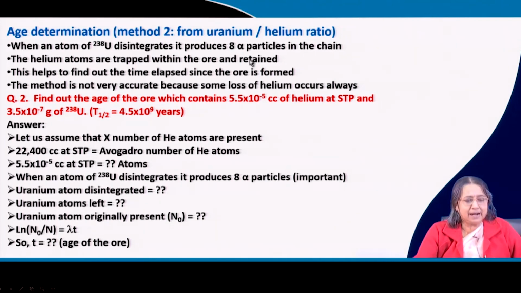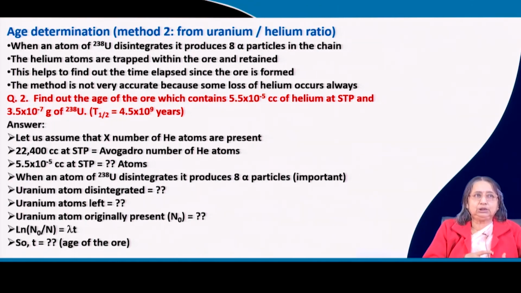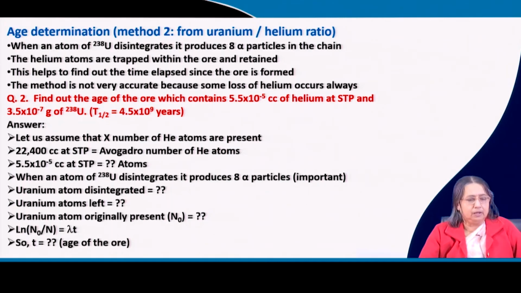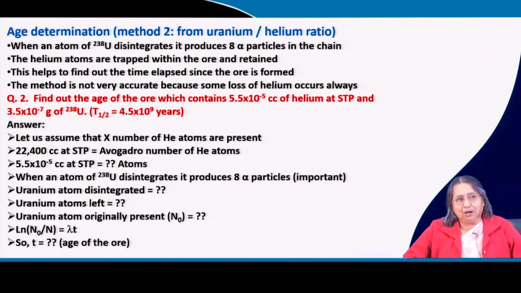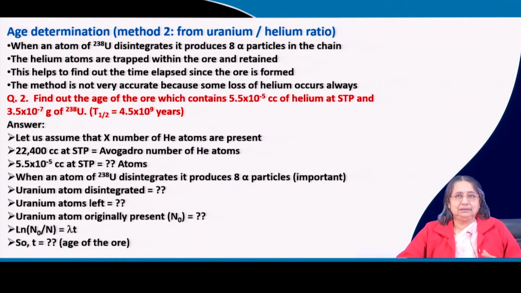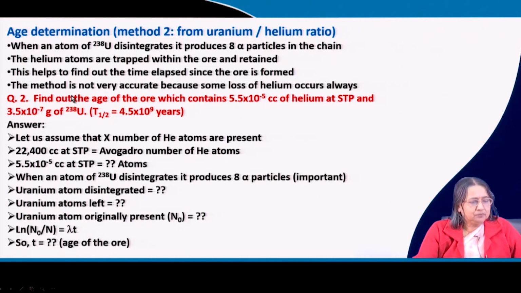Now, the helium atoms are trapped within the ore and retained. It is inside the ore. So the helium it is producing is trapped inside the ore. Now, it helps to find out the time elapsed since the ore was formed. You have to know how much helium is produced, how much concentration of helium. From there you can know how much time has passed.